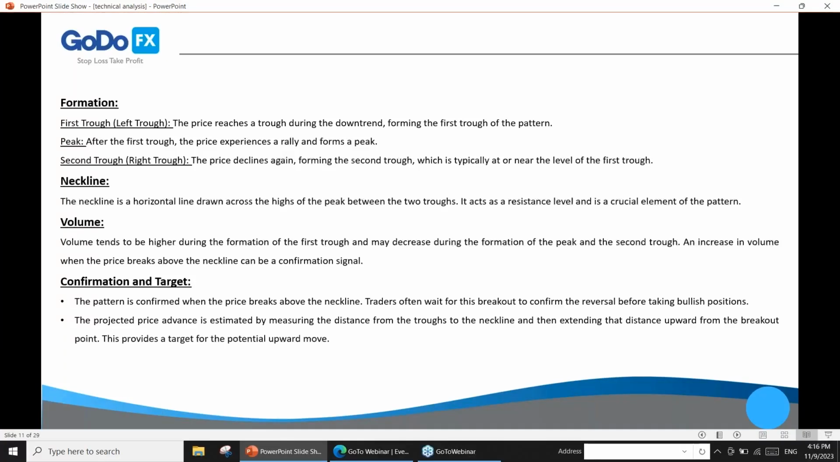So the projected price advance is estimated by measuring the distance from the troughs to the neckline and then extending the distance upward from the breakout point, and this provides a target for the potential upward move.